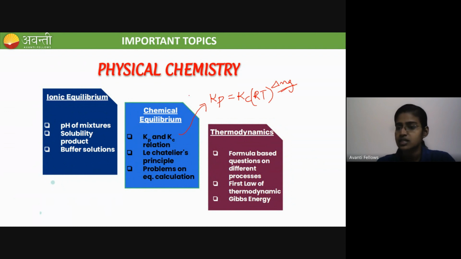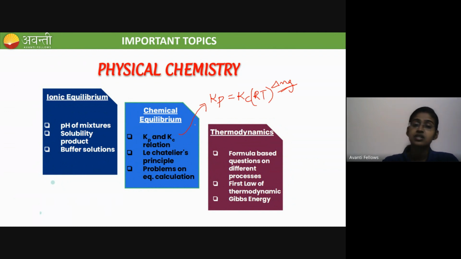So 3 cases will fall under this, and all the 3 are important. Then Le Chatelier's principle and the problems on all the equilibrium calculations. Okay, Kc, Kp relation calculations are also there, and Le Chatelier's principle theory part is also important.